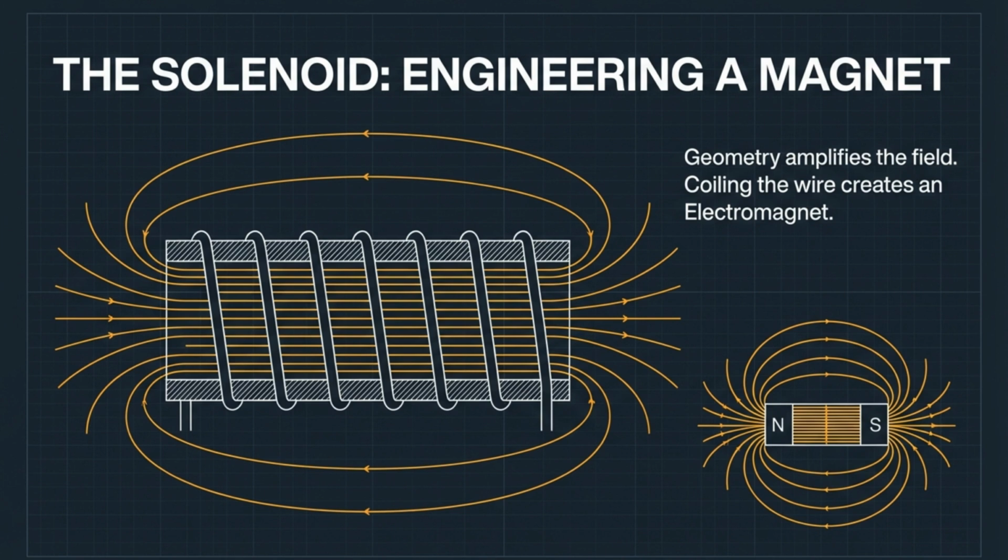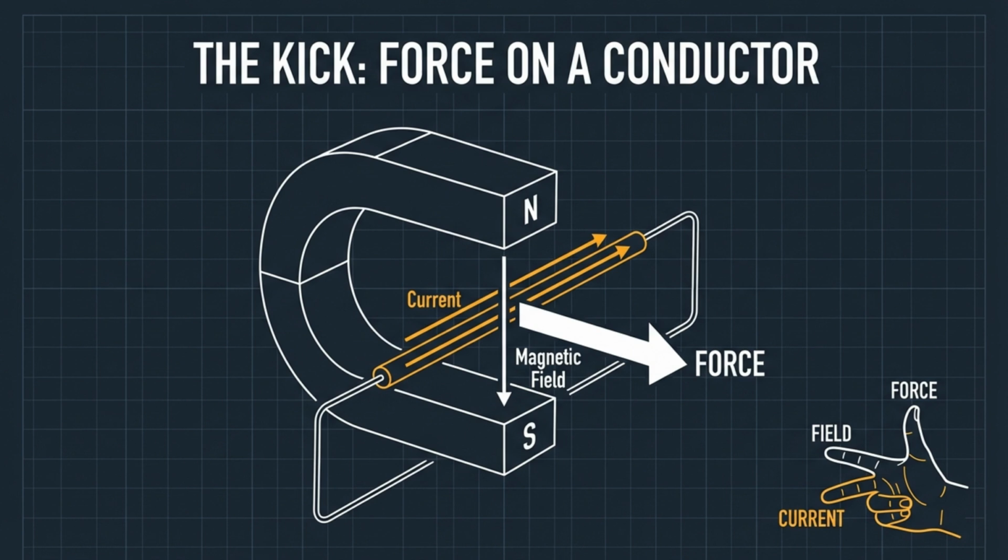Coiling a wire into a solenoid engineers a stronger magnetic field. This geometry amplifies the effect, creating an electromagnet that functions similarly to a permanent magnet. When a current-carrying conductor is placed in a magnetic field, it experiences a force. This kick is perpendicular to both the current and the magnetic field direction.